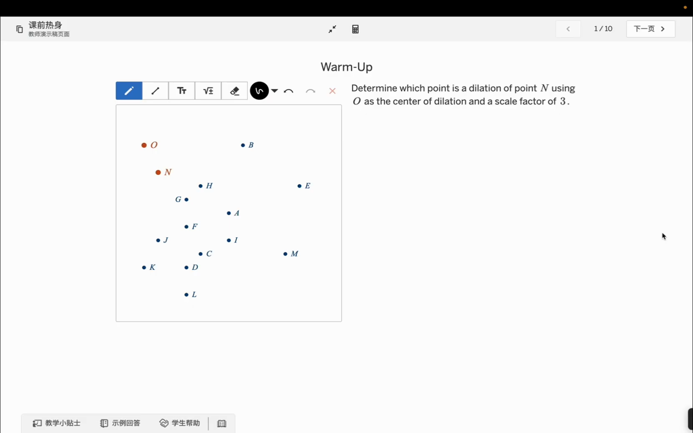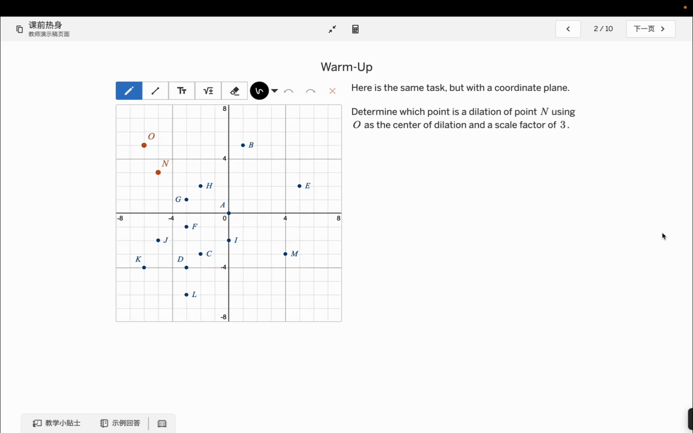Now is the warm-up question. Determine which point is the dilation of point N, using O as the center of dilation and a scale factor of 3. Take about 10 seconds to think which point it is. Now it's the same task but with a coordinate plane. Do you still believe your answer is correct?